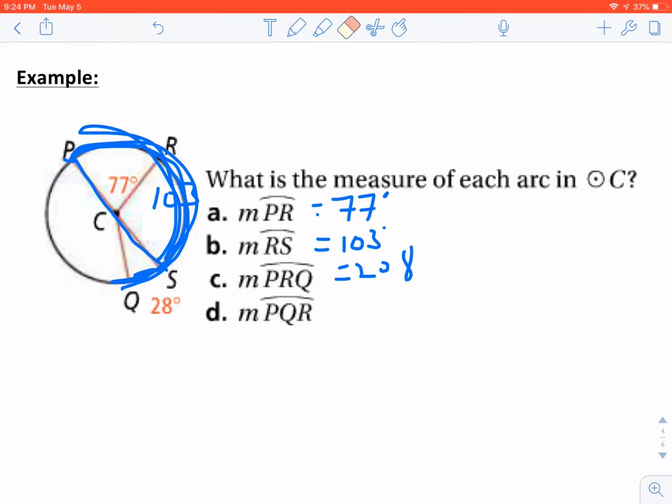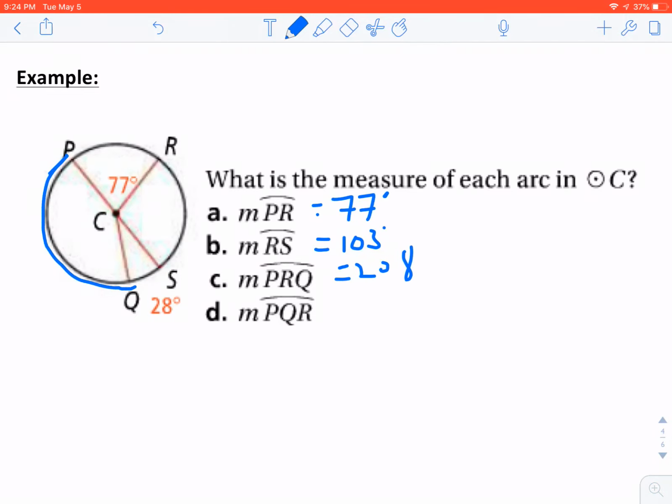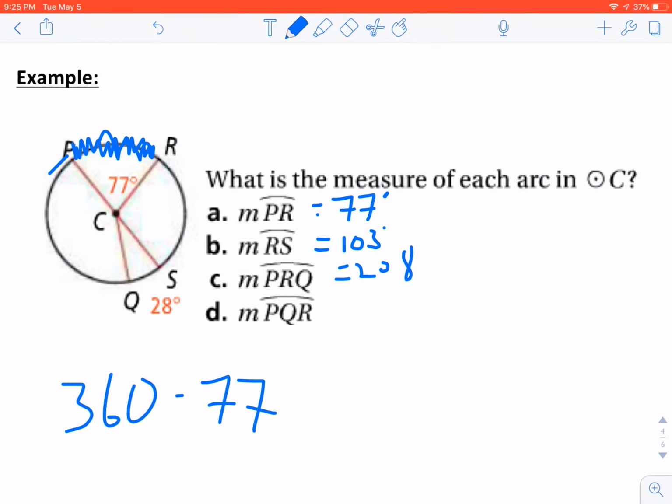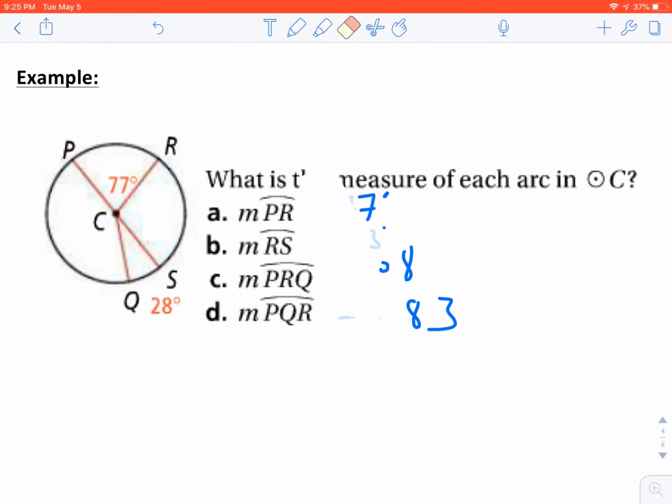Okay? And then the very last one, they are asking for arc PQR. Well, you could add, this is a semicircle, PQS is a semicircle, so you could add 180 plus 103 to get your answer. Or the whole thing's 360. So if the whole thing's 360, this is the only part of the circle you do not want, which was 77 degrees. So what I actually did is I took 360 and subtracted out 77 from it and got a total of 283 for that arc. Okay, again, any questions, email me. Something that you don't understand how I got the answer, shoot me an email, and I'll be happy to address that.